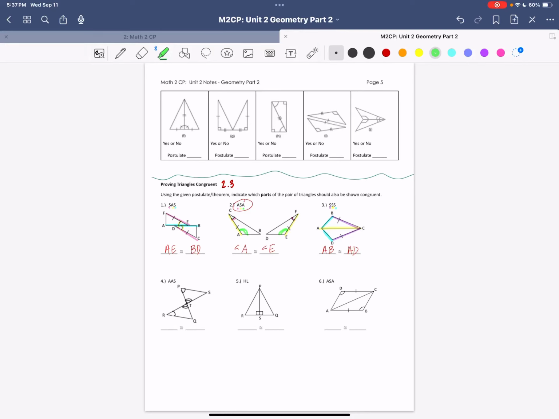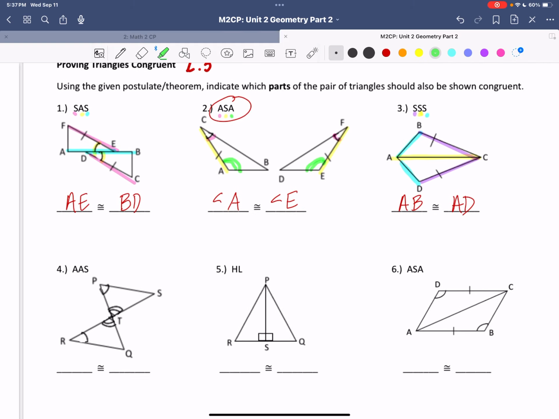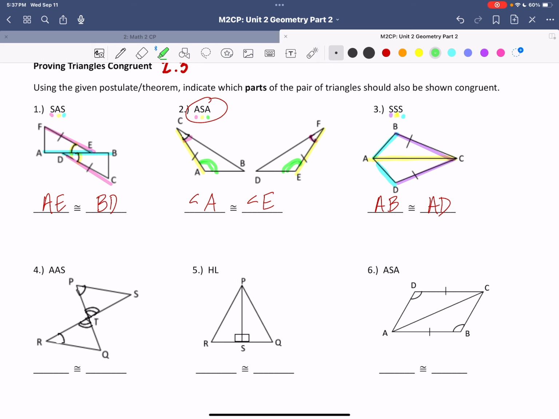All right, today we are going to continue with proving triangles congruent and introduce proofs. So let's get started with some of the examples already color coded for you. For this first one, you have to use the given postulate or theorem, indicate which parts you would need to show that it's congruent. So we're looking for it, which one would you need?